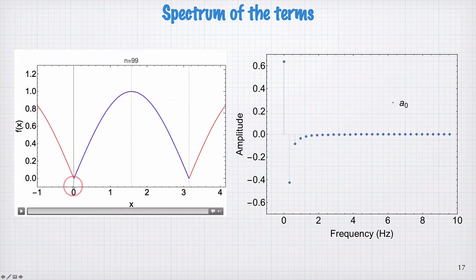There's no Gibbs phenomenon here either, because there's no discontinuity. There's an undefined derivative at this point, but there's no step discontinuity.